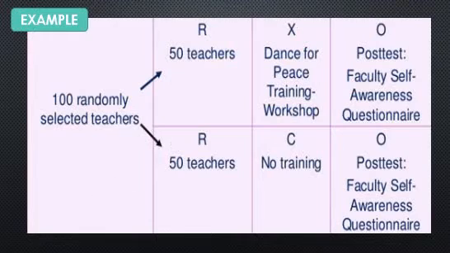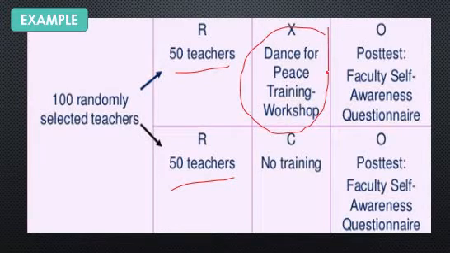In this example, we can see that 100 randomly selected teachers are taken into the study, and 50 teachers are assigned to the experimental group and 50 teachers to the control group. Here only the experimental group is given a treatment, that is, a peace training workshop, and the control group is not provided with any kind of treatment. That means the treatment is implemented on the experimental group only and the post-test observation is carried out on both the groups to assess the effect of manipulation.